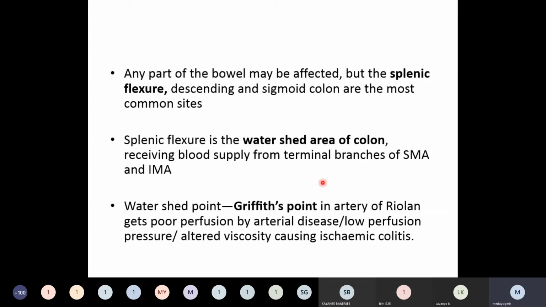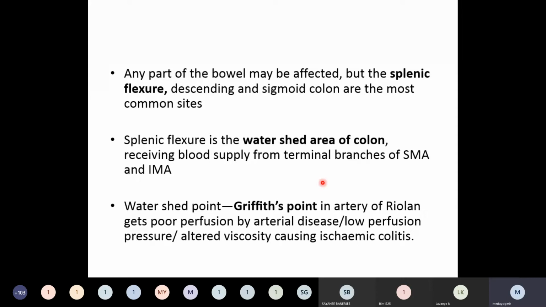So in ischemic colitis, coming to the part commonly affected, any part of the bowel, especially the colon, can get affected by ischemia, but the splenic flexure is the one which is commonly affected due to its anatomical predisposition, because the splenic flexure is the watershed area of the colon, receiving its blood supply from the terminal branches of the superior mesenteric and the inferior mesenteric arteries. So that's why it is called the watershed area of the colon.